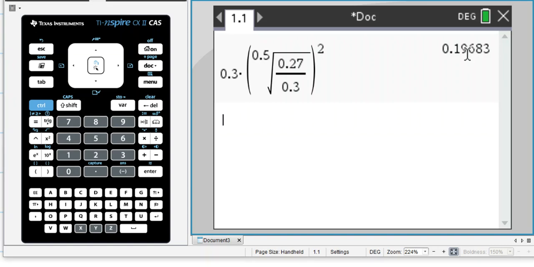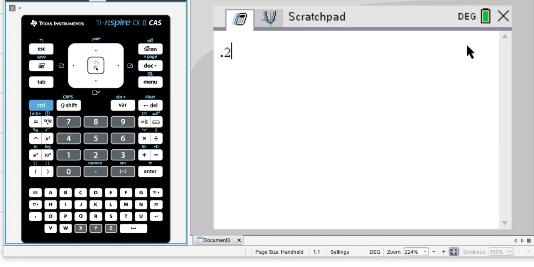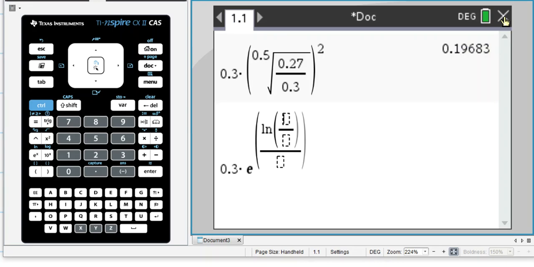So when we jump out to the calculator, we need 0.3 times e. And we have to use this e key, not the letter e from your keyboard. There is a difference between the two. The k value is a fraction which contains the natural log of another fraction, 0.27. Whoops, let's try that again.